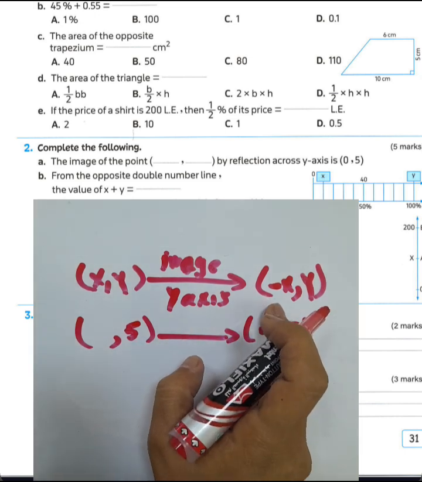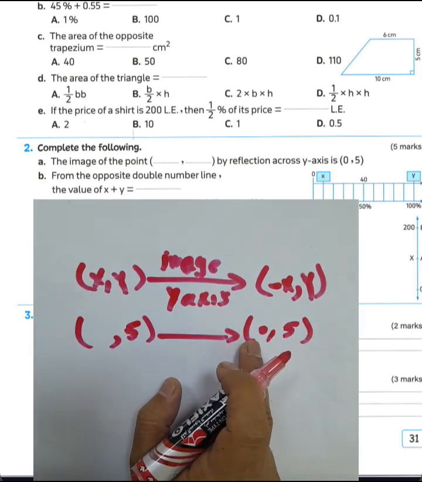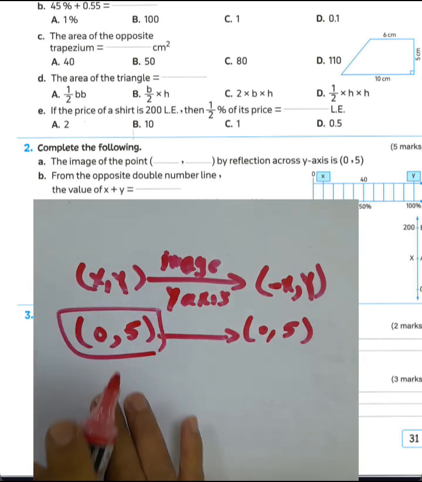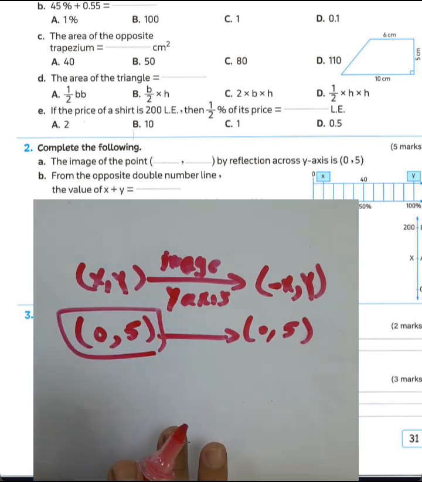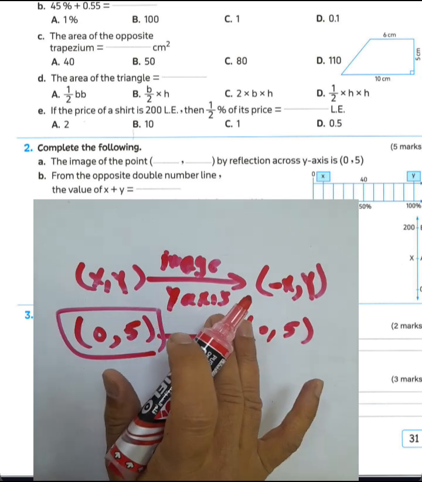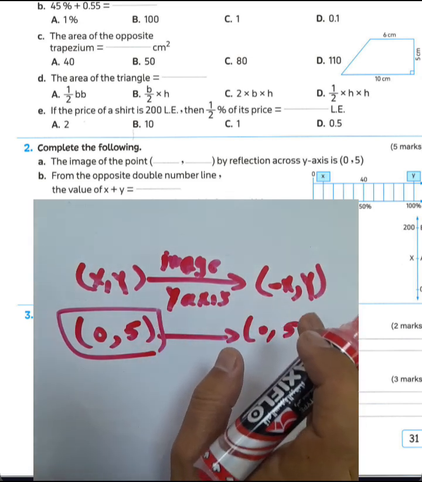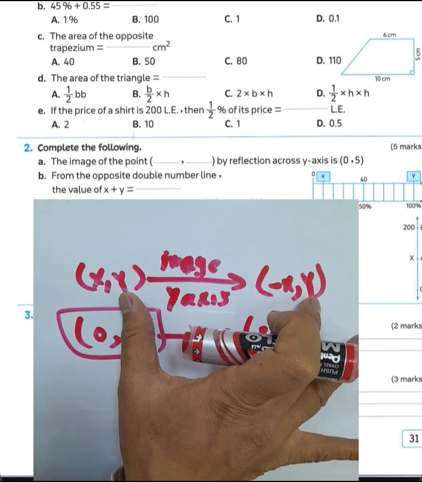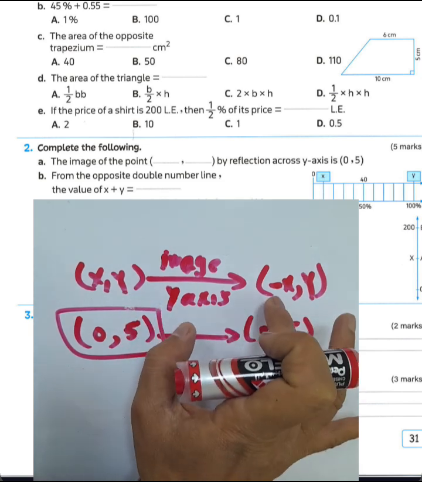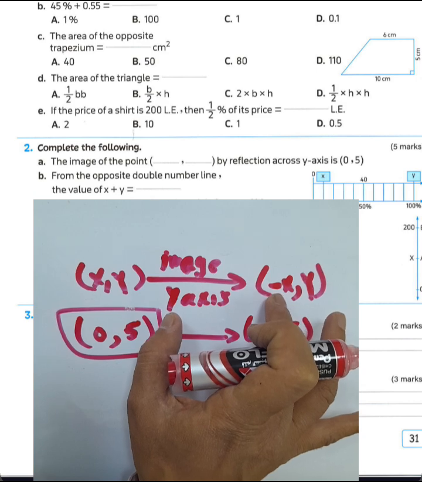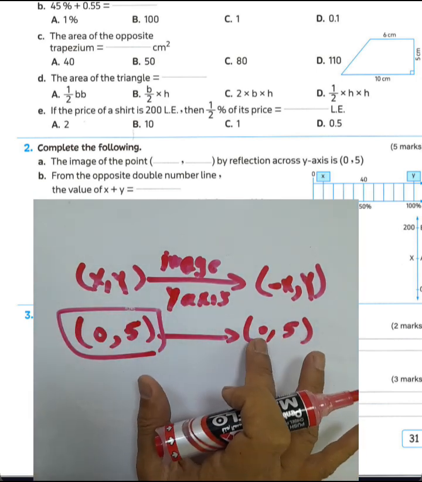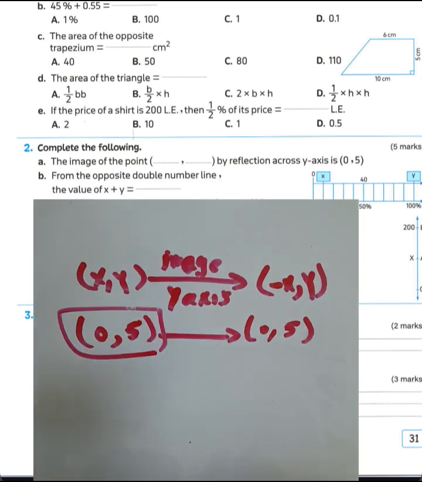And write negative x, 0, non-positive and non-negative. Then we must write 0 here, okay? It's the result, 0 and 5. Understood? It's the rule about the image in the y-axis. We must write the second projection and change the sign of the first projection. But 0 is non-positive and non-negative. Then we must write 0 and 5 here.